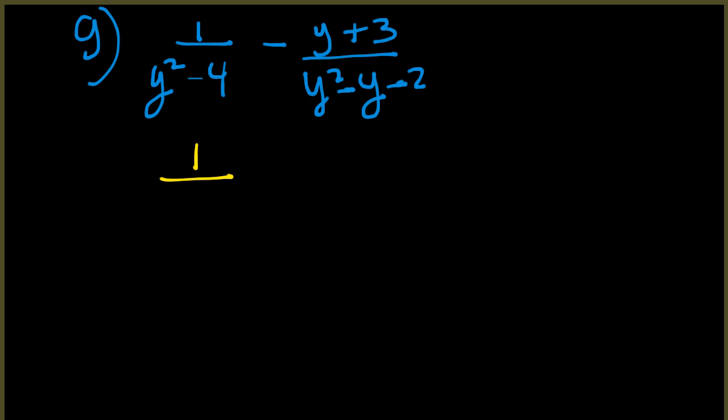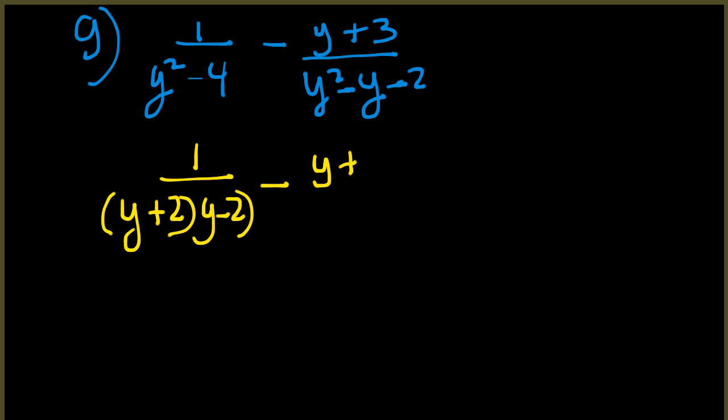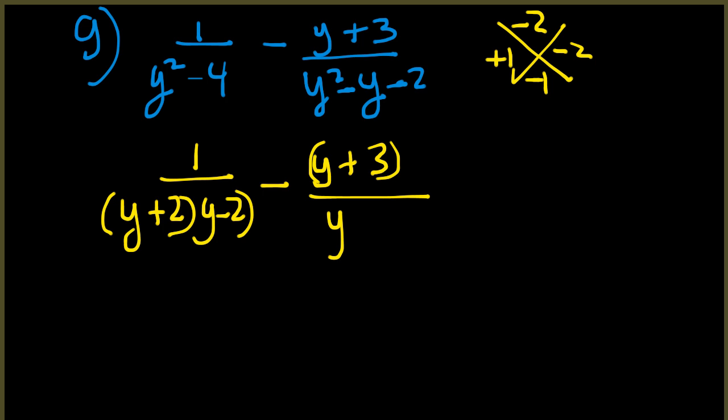I do 1 over y plus 2 times y minus 2 minus, all over, let's multiply really quick. I'm going to do my x marks the spot. What multiplies to negative 2 and adds to negative 1? How about negative 2, positive 1? I get y plus 1 times y minus 2.